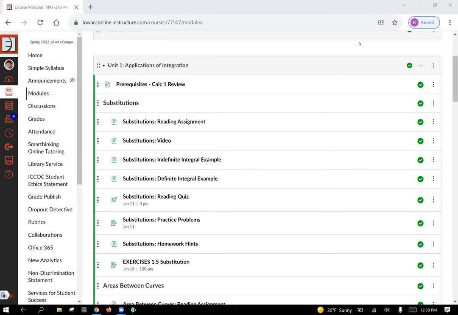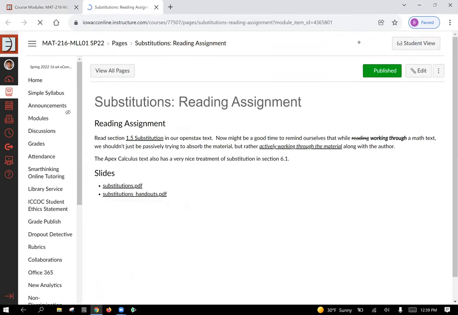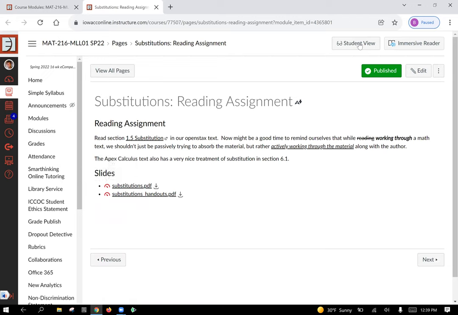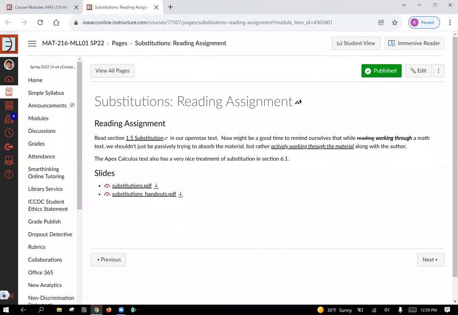So substitutions. Here's another thing that I sometimes do. If I have generated slides for this, I will put the slides on that reading assignment page. It's kind of reading assignment and other resources. So I generated some slides for this first section, but not the second section of what we're going to cover. So we'll start with slides, but that's not the right place for those.